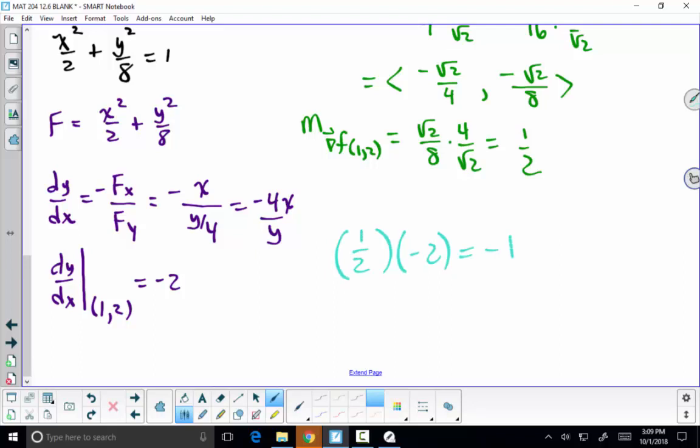Algebra. What does the M stand for? Slope. Oh, mx plus b, slope. I forgot about that. Slope, my old friend. Your old friend slope.